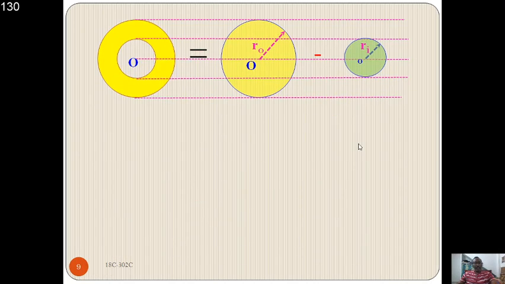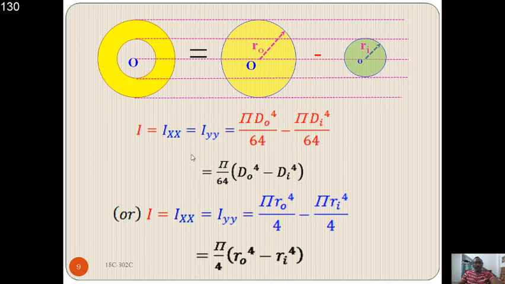So simply we can say that there is a big circle and a small circle. If the small circle is deducted from the big circle, you will obtain the hollow circle. Hence, if the Ixx value of the small circle is deducted from that of the big circle, you will obtain the moment of inertia of the hollow circle. It is such a simple procedure. So do the same thing.